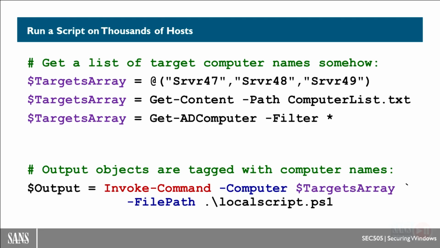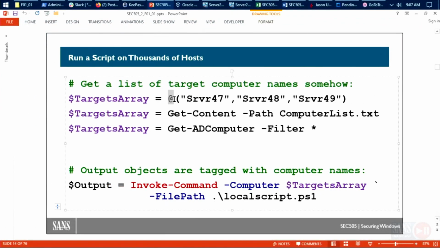As we talked about yesterday, you can create an array by using the @ symbol, parenthesis, and then separate each item in the array by a comma. Now in this case, I have an array of 3 computer names, and that goes into a variable named targets array. But as we talked about yesterday as well, we have a built-in cmdlet named Get-Content. You give it the path to a text file. Now let's imagine that that text file has a list of 5,000 computer names, each name on a separate line of the text file.